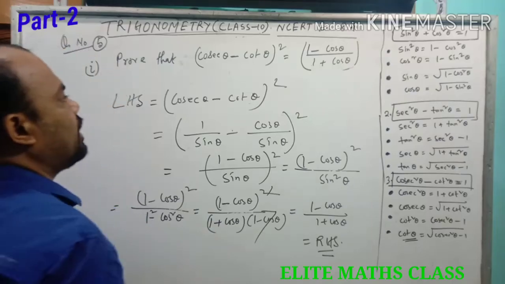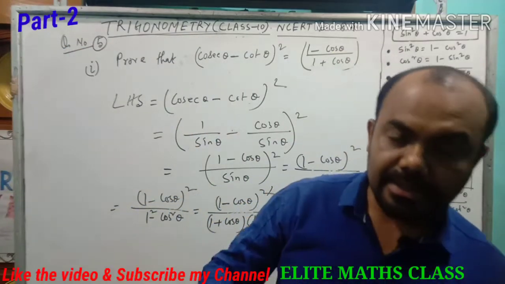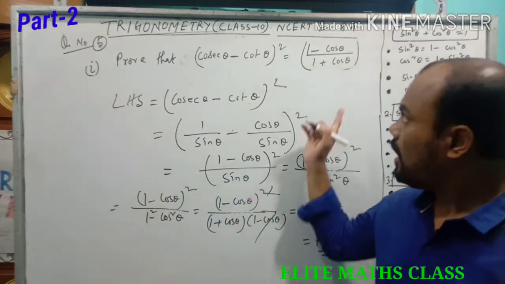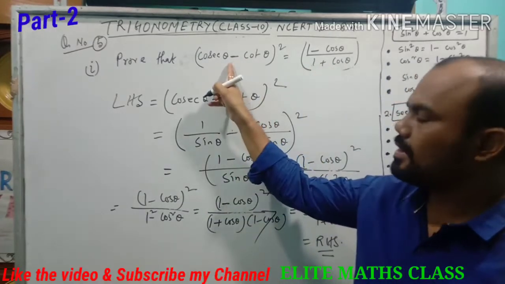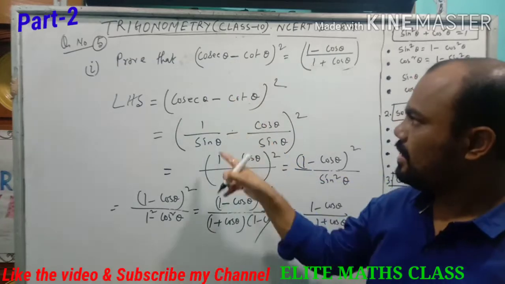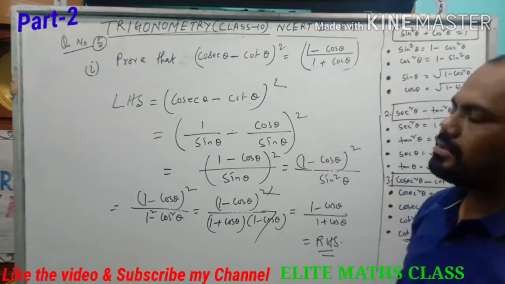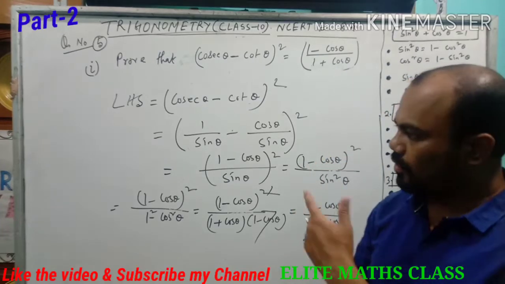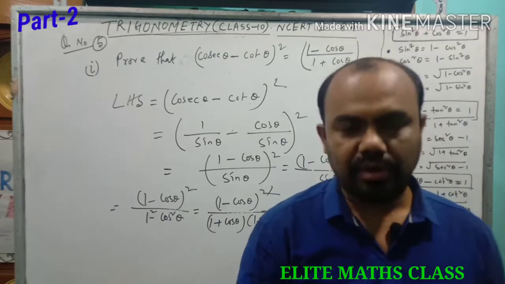So it is complete. Now you try from RHS to LHS, that is you start from here and try to show that this is exactly equal to the same as I showed for LHS, starting from here it is equal to 1 minus cos theta by 1 plus cos theta. Hope this is clear. Now let us start number Roman 2 of 5.